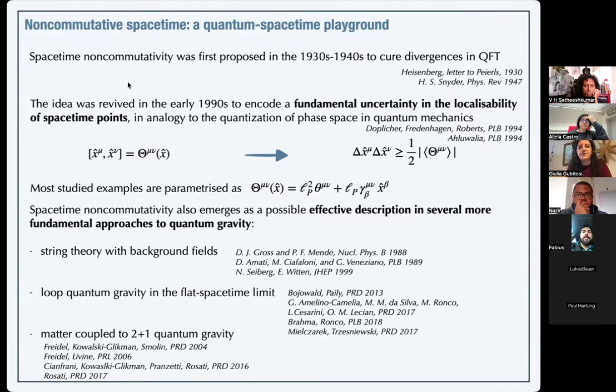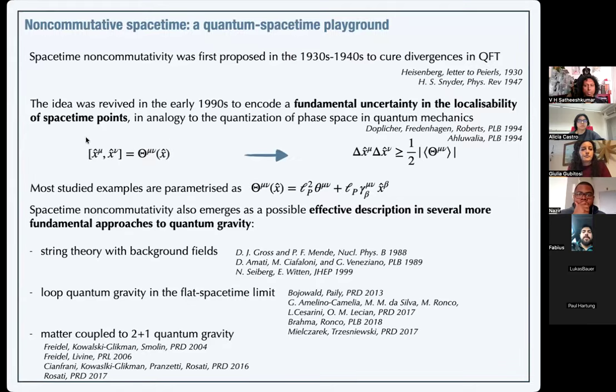But then the idea was revived in the 90s because, as I said, we have good reasons to expect that something happens to localizability at the Planck scale. We don't know exactly what. And having noncommutative spacetime coordinates is a way to encode the fact that there is a fundamental limitation in how well you can pinpoint a spacetime point. Just because from a non-trivial commutator, you infer an uncertainty relation, just the way you do in quantum mechanics.